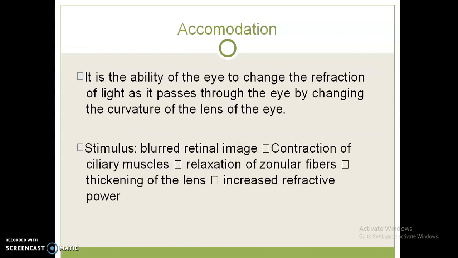Then accommodation. It is the ability of the eye to change the refraction of light as it passes through the eye by changing the curvature of the lens. The stimulus is a blurred retinal image, then contraction of the ciliary muscles, relaxation of the zonular fibers, thickening of the lens, and increased refractive power. These are the stimuli which produce accommodation.